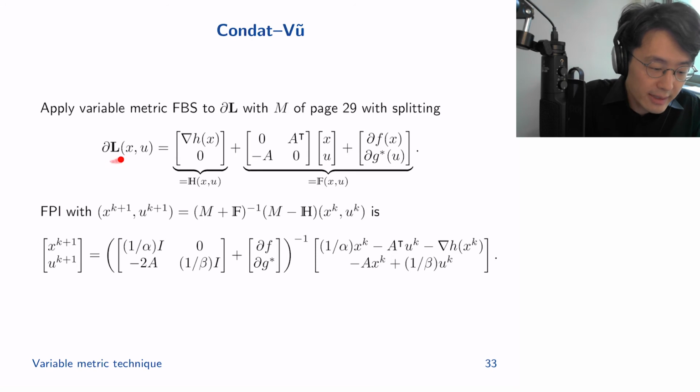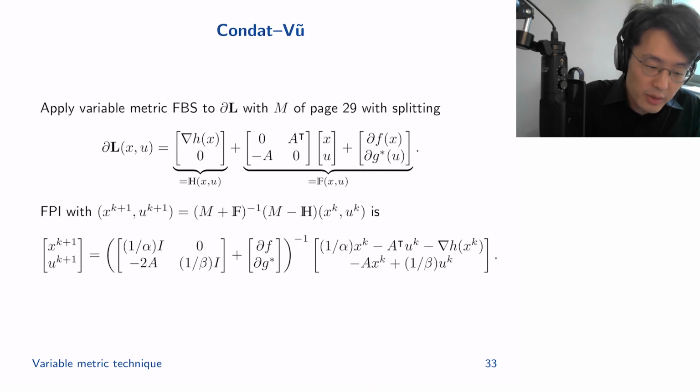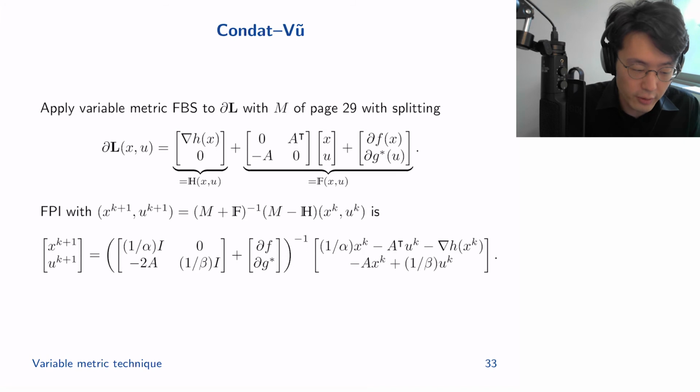We split the saddle subdifferential of L into this part, the part that we had in PDHG, and we refer to this as just the f operator. And then the other part is this operator, which we refer to as the h operator. So a variable metric forward-backward splitting with this splitting of the terms, and with the metric M, can be expressed in this manner.